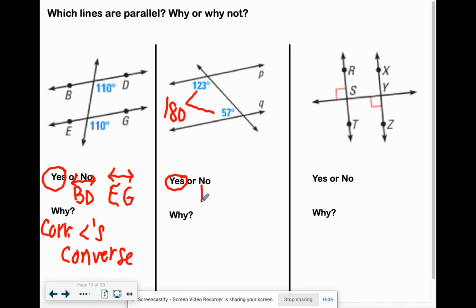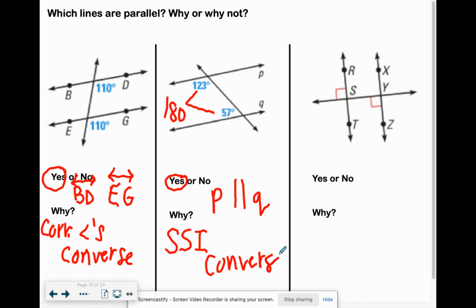P is parallel to Q. What's our reason? Same side interior, converse.